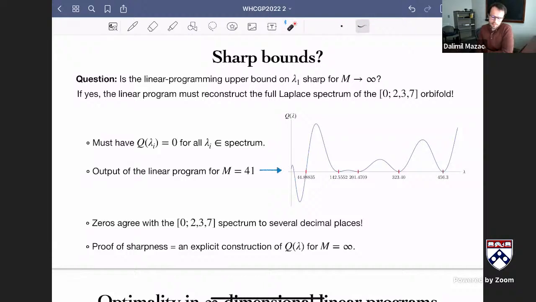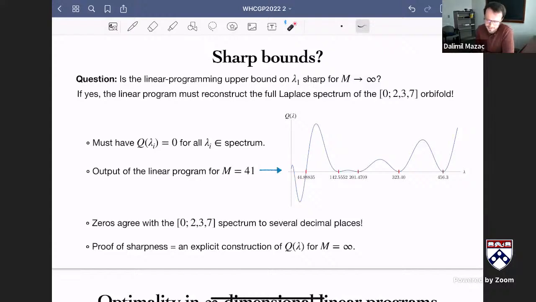So we can compare this expectation with the actual output of the linear program for m equals 41. And you get that the output of the program is this curve. So it's a polynomial of degree 41 in lambda, and the polynomial has a simple zero at 44 point something and a sequence of double zeros at higher values of lambda. And these double zeros are indeed very close to the actual eigenvalues, the higher eigenfunctions of the 237 orbifold.